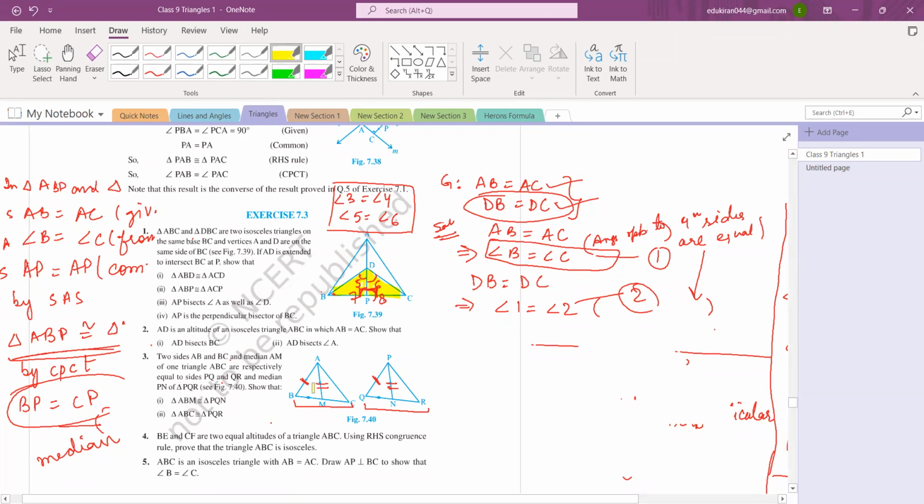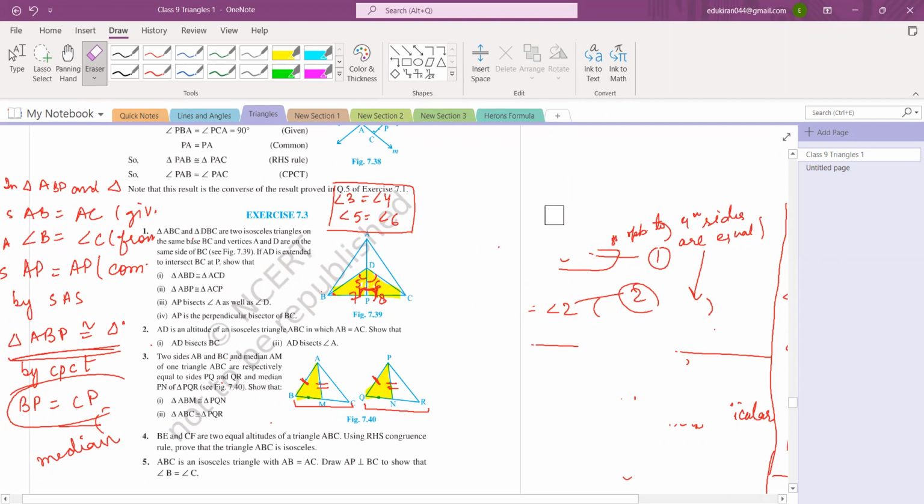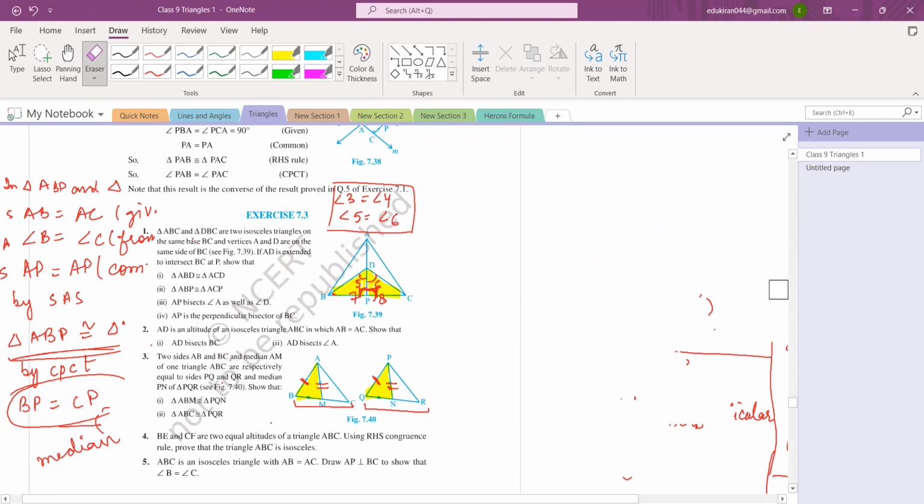Now show that triangle ABM, this triangle, is congruent to triangle PQN. So Miraj, tell me which conditions I can use here. Write it in your copy and tell me quickly. What are the three pieces of information I can make use of? Which criteria? Yes, everybody think about it.